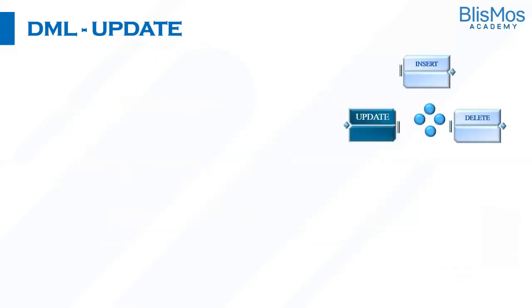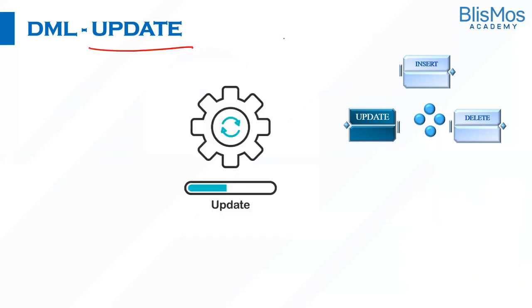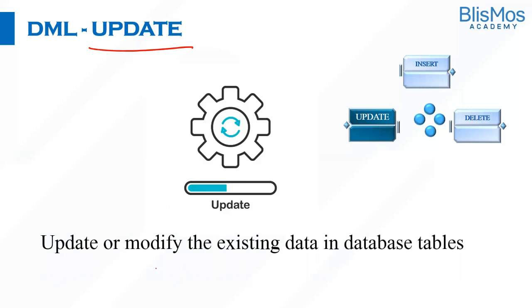Assuming that you have inserted the data, your table is ready, and you are using the table for analysis purposes. Again, the data which is inserted for the first time, do you think that data is going to be permanent? No, we may have to change some aspect of the data. That is where the update command comes into the picture. What exactly does the update command do? The update command will update or modify the existing data in the database tables.